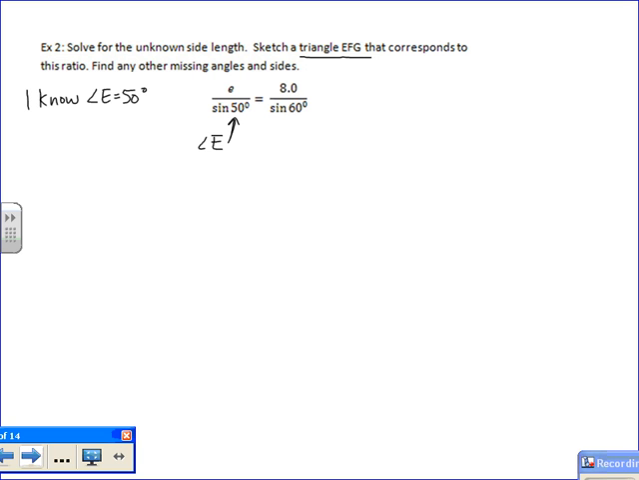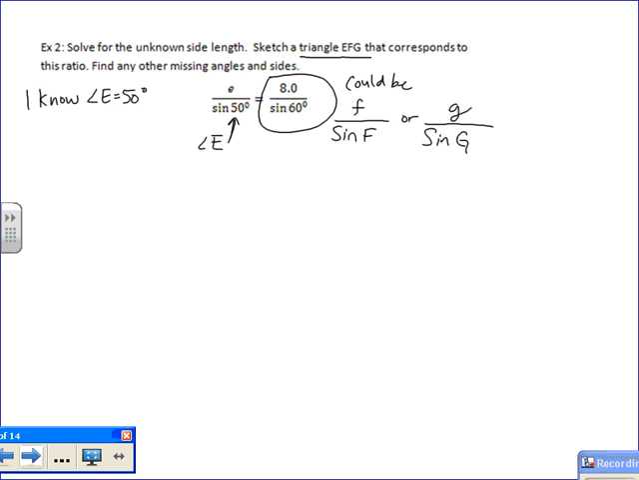This second ratio could be f over the sine of F, or it could be g over the sine of G, because those are the other two angles in my triangle and the other two side lengths. So it's up to us what we decide. There's more than one right way that we could sketch this. There could be two different triangles that I could sketch.